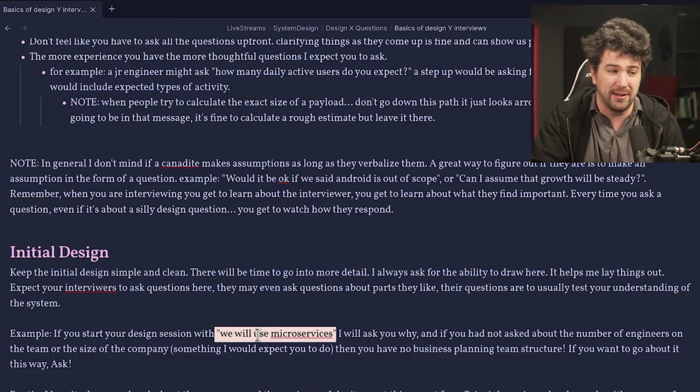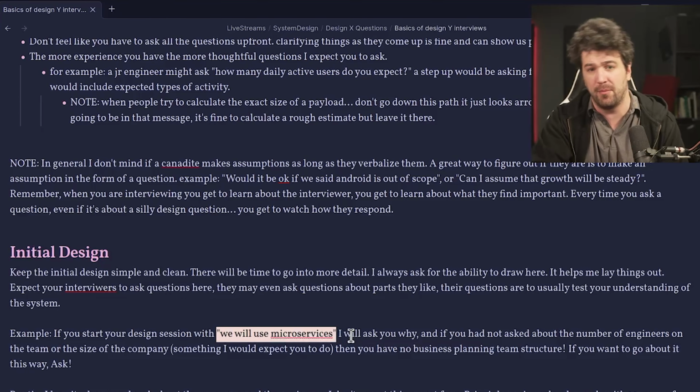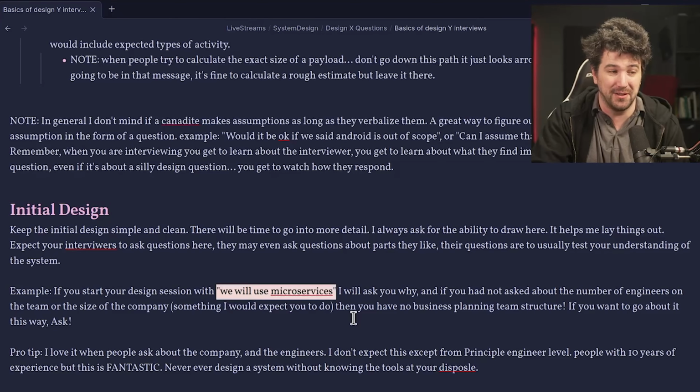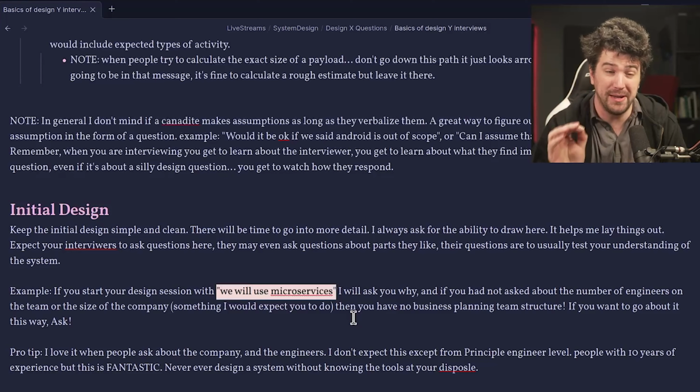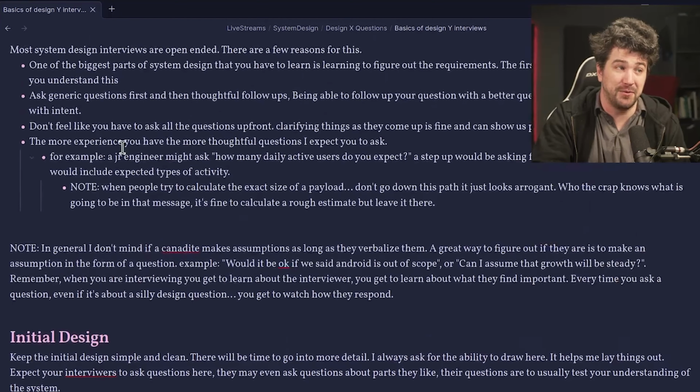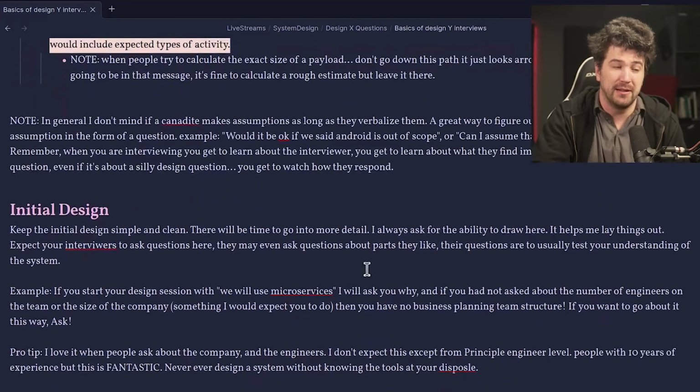Everyone else, it's a hard fail. If you said we'll use microservices, and you didn't ask anything that relates to using microservices, it's a hard pass from me. My point here, though, you can't design something you didn't ask about. So if you didn't ask about it up here, don't design for it.